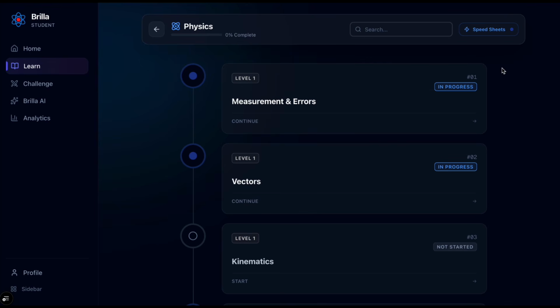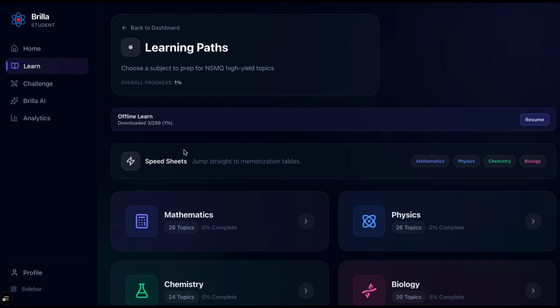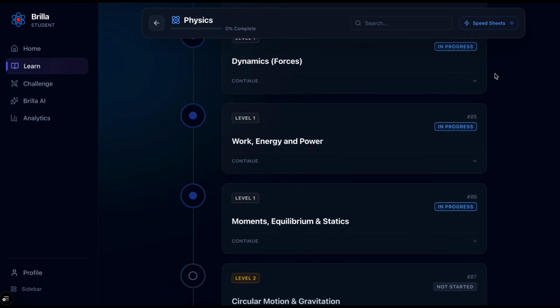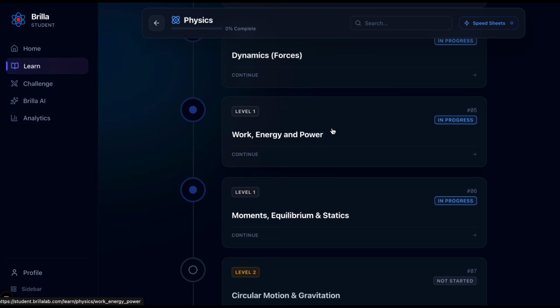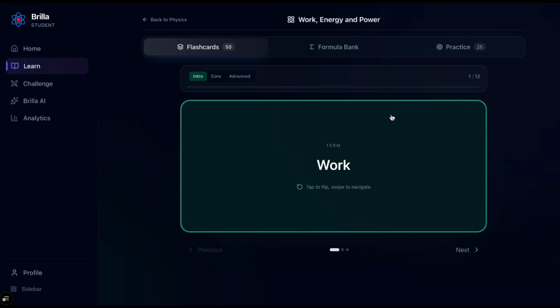If you go to the learn page, if I go back, I have direct access to the speed sheets here. But if I click on physics, I can also access it right from physics. I'll show you the speed sheet later, because right now I just want to focus on the learning. If I click on work, energy, and power, it's going to open up the topics page, right? And the page for that topic has 3 themes that would help you prepare for the NSMQ.